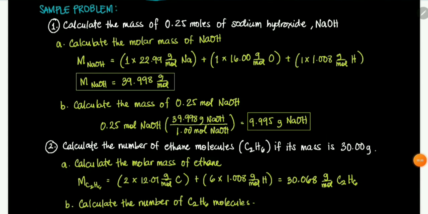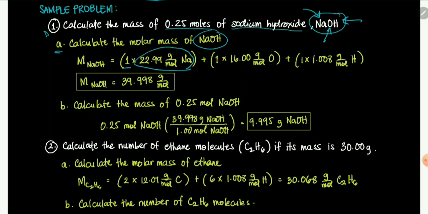Okay? So here we have some sample problems. So for number 1, calculate the mass of 0.25 moles of sodium hydroxide or NaOH. So for the first step, calculate muna natin yung molar mass ng sodium hydroxide. So yung sodium hydroxide, meron siyang isang particle o isang atom ng sodium, meron siyang oxygen atom at meron siyang hydrogen atom per compound. Okay? So the molar mass of sodium hydroxide is 1 times 22.99 grams per mole for sodium plus 1 times 16 grams per mole for oxygen plus 1 times 1.008 grams per mole ng hydrogen. So the total is 39.998 grams per mole. That is the molar mass of your sodium hydroxide.